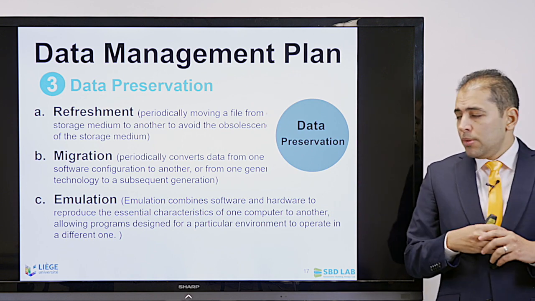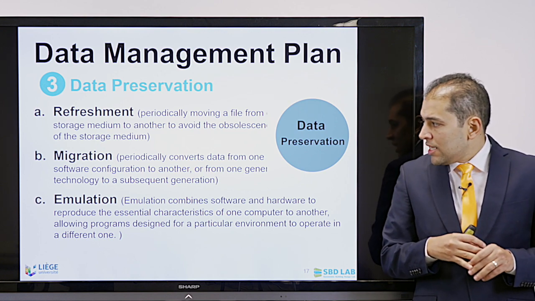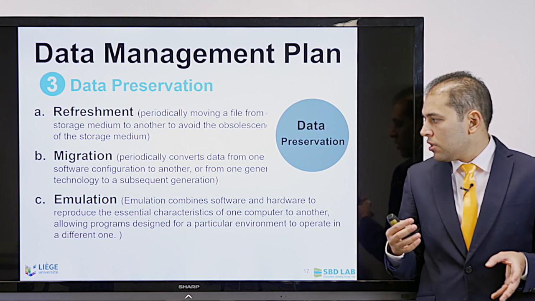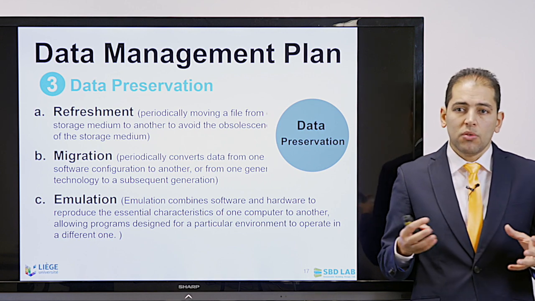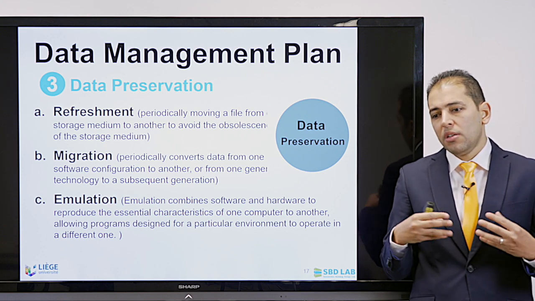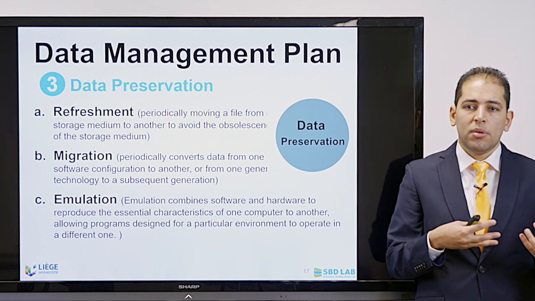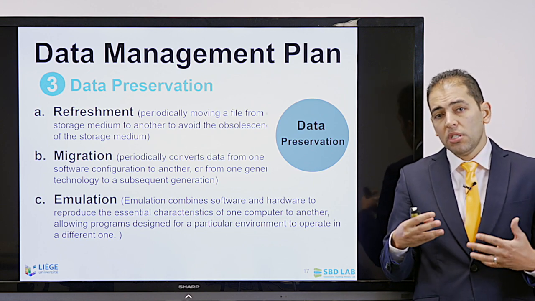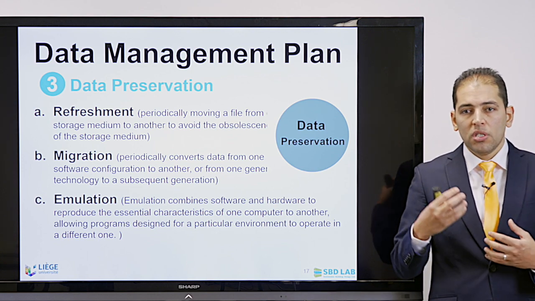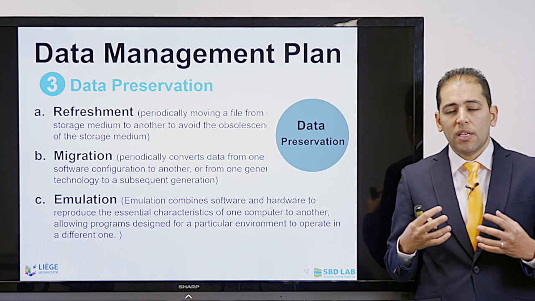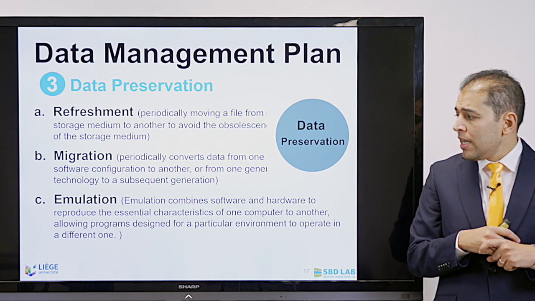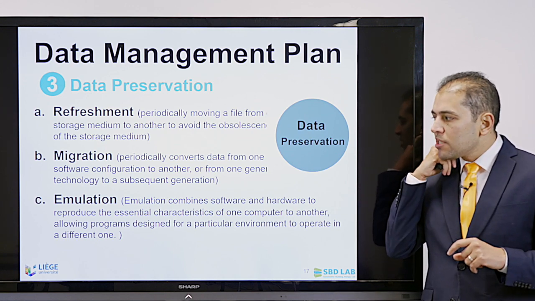Number B, or number 2, regarding the data preservation is the migration. So here we are talking about periodically converting the data from one software configuration to another one, or from one generation technology to a subsequent generation technology. This is also a very important matter because some software gets obsolete and is not used anymore, as with file extensions. If you all remember the Word DOC extension, it hardly exists anymore. Now we are using DOCX. So this could be a reflection on how to migrate the data and transform all the files from DOC to DOCX, for example. And finally, the third aspect related to the data preservation is the emulation.